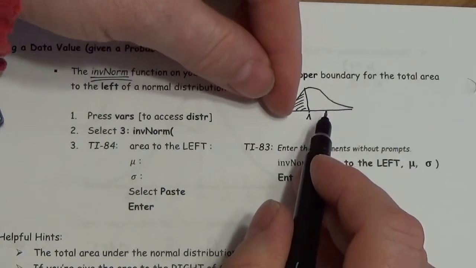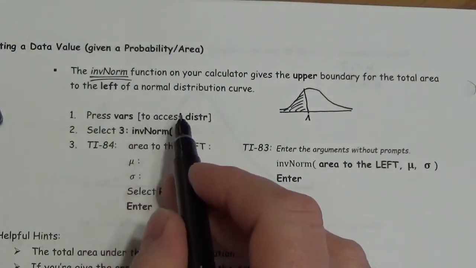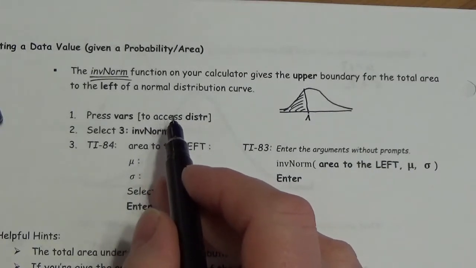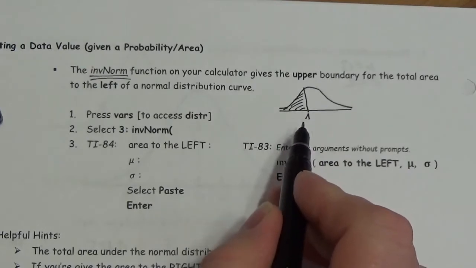It's not the data value in between. It's starting from way out here to negative infinity. We're assuming that the probability that we're entering in, or the area we're entering in, is all the way to the left to this point, and the calculator will tell us where that occurs.